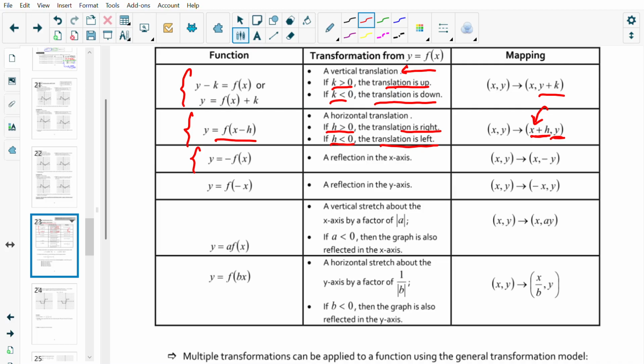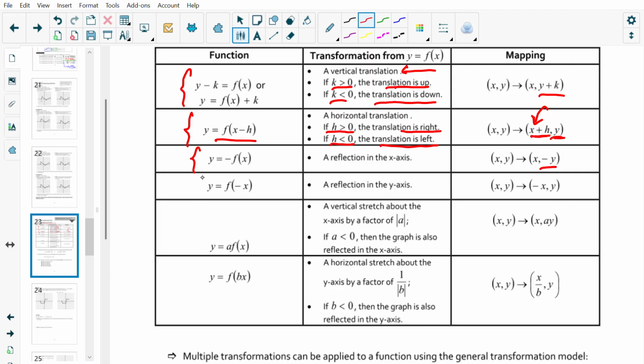A reflection in the x-axis. Y equals negative f of x. So you're multiplying by -1. Essentially, you're multiplying -1 with all the y values, and the x values stay the same. So it flips it or reflects it across the x-axis, where the x-axis is your mirror line.